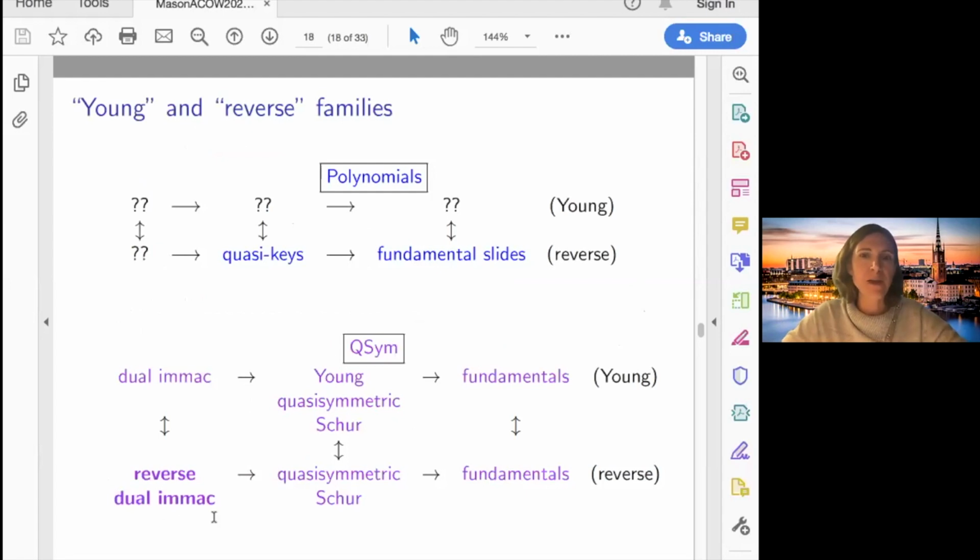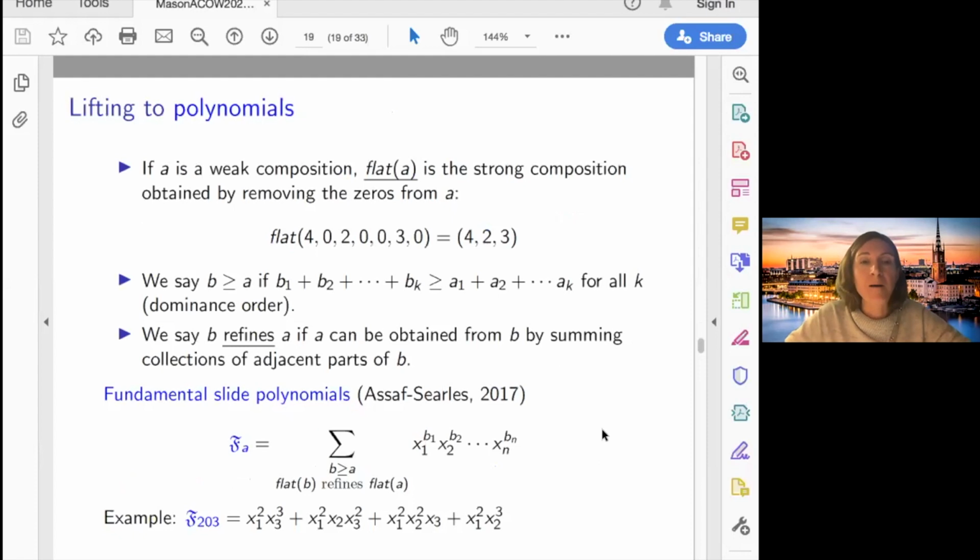So now we have what we need in the quasi-symmetric world, and we're going to lift up to the polynomial world. Zachary Hamaker asked about reversing playing with the inner product in non-commutative symmetric functions. That is something that we're interested in looking at and haven't spent much time on at this point. So now we're able to lift to polynomials.